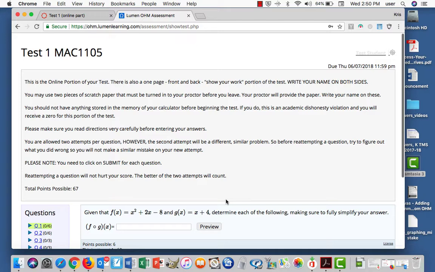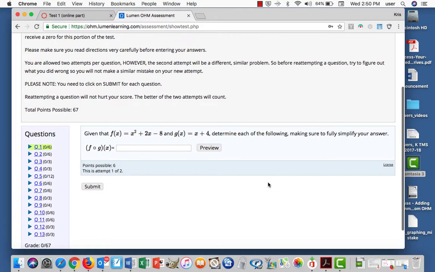Please note that you will need to click on Submit for each question. Reattempting a question will not hurt your score. The better of the 2 attempts will count. But also please remember that on the paper portion of the test where you show your work, you have 1 try only. So I wanted to show you a few things.